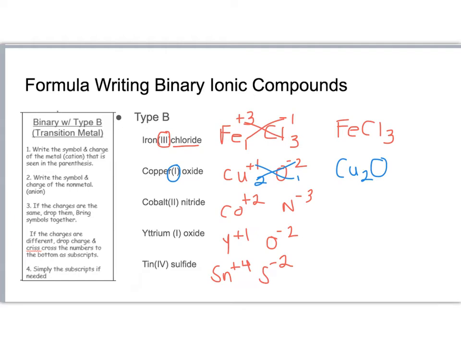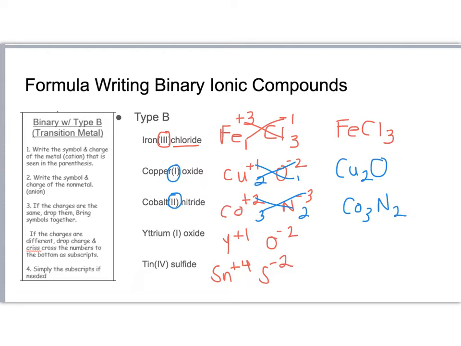In cobalt 2 nitride, cobalt's charge is +2. Its symbol is Co. Nitride is nitrogen and -3. The two charges are not the same, so once again, we're going to drop the charges. We're going to crisscross the numbers down, and we're going to write the ratio of 3 to 2.